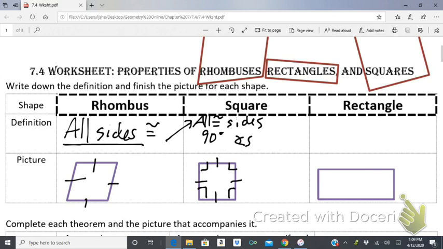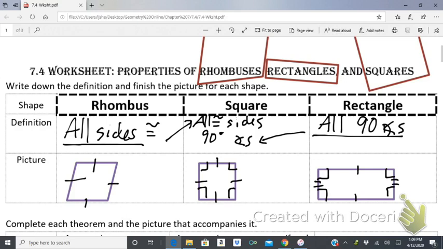So if we continue on here, a rectangle just has all 90-degree angles. You may understand a couple other things about rectangles, like top, bottom, left, and right are the same, right? That's okay too. But again, notice all 90-degree angles. So what I want you to think about here is that every single square is a rhombus and every single square is a rectangle.